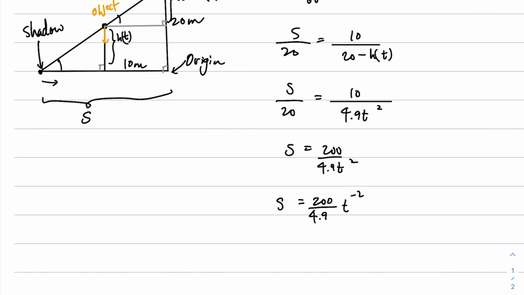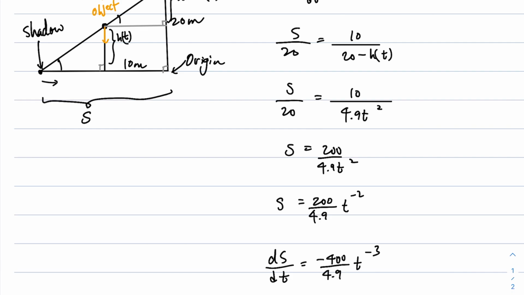And then I'm going to take the derivative with respect to time of both sides. So we get negative 400 divided by 4.9 t to the power of negative 3. Then I'm going to evaluate this when t is 1, because that's what we want. When t is 1, we get negative 400 divided by 4.9. I'm going to quickly plug this into a calculator, and you can do the same. If you do that, I'm getting something like negative 81.6.